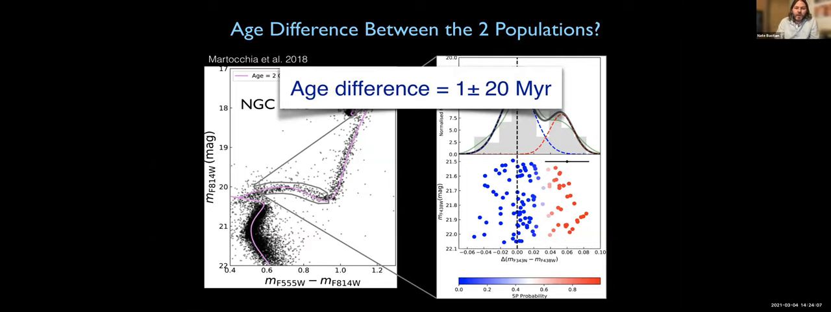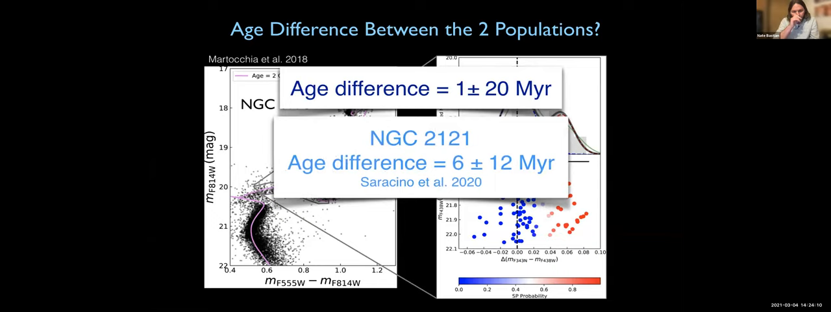And that's just one case, but Sarah Saracino and collaborators did this for another cluster, NGC 2121, and found essentially the same result, an age difference of 6 million years plus or minus 12. And right away, you can see this rules out the AGB scenario, because they need at least 30 million years to get that scenario to work.